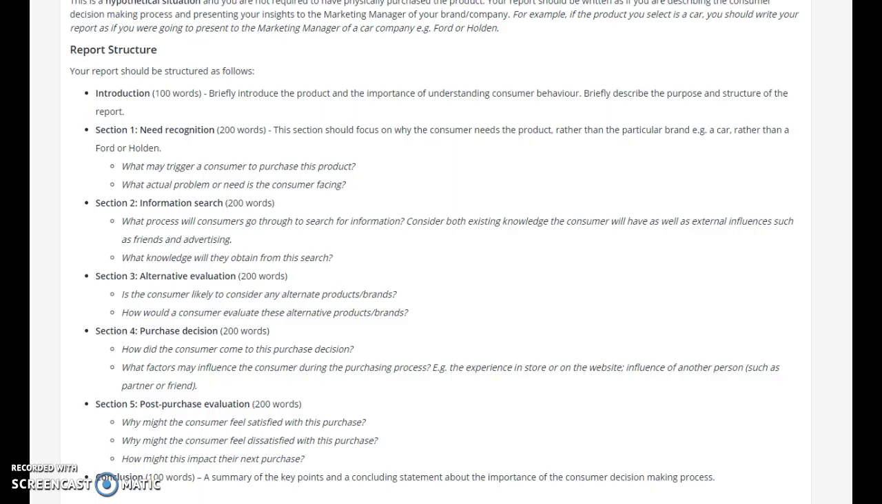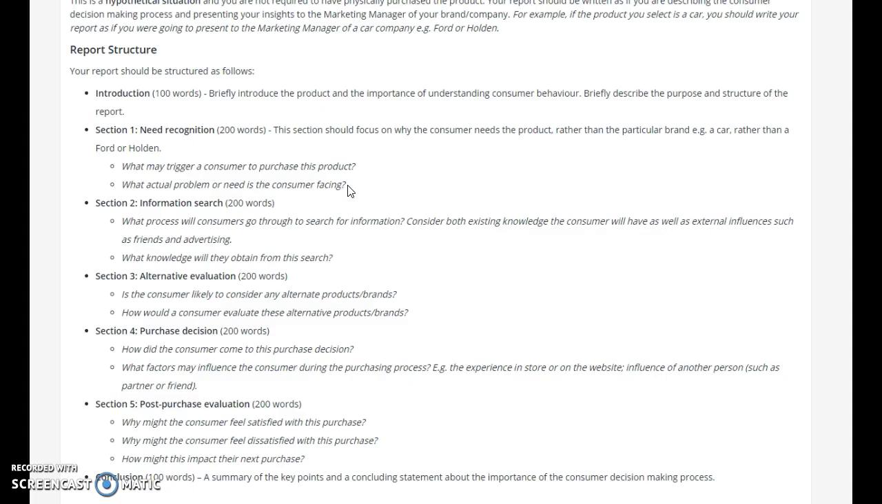Okay, and then you focus on what the actual problem or need is the consumer facing. Again, try to bring in another theory or tie it to the first theory that you talked about and answer this question. So it's really just asking you two questions. You do a little bit of an introduction at the start. Need recognition is this, and then 100 words on each of the questions that it's asking you, and tying that into a theory that you've read about to demonstrate that you actually understand what you're learning.